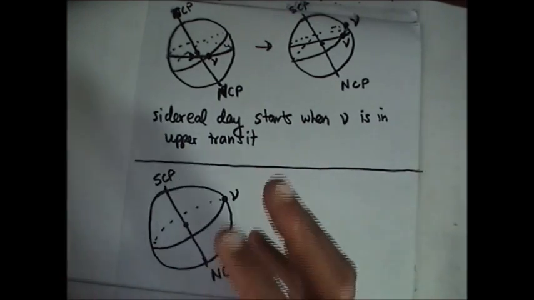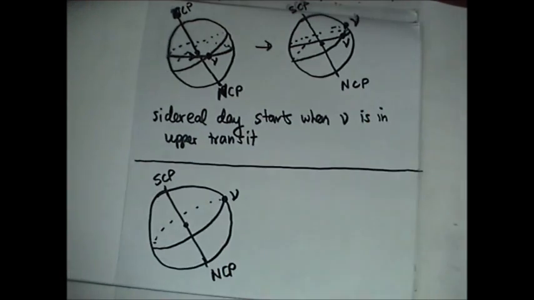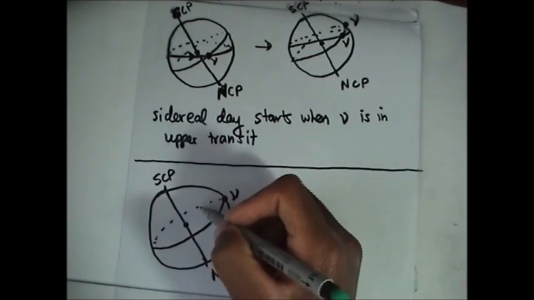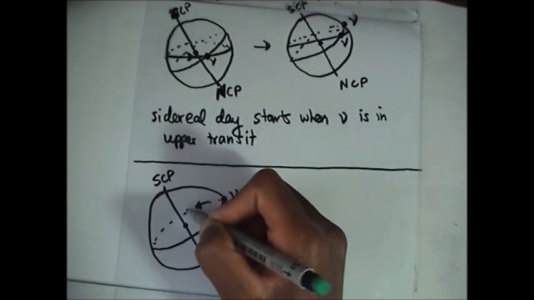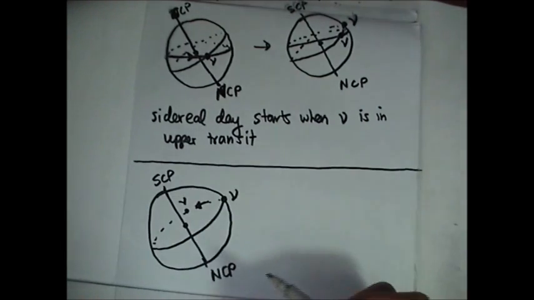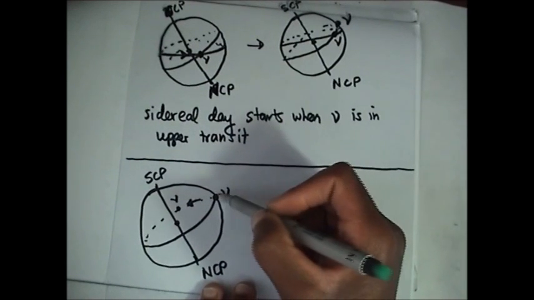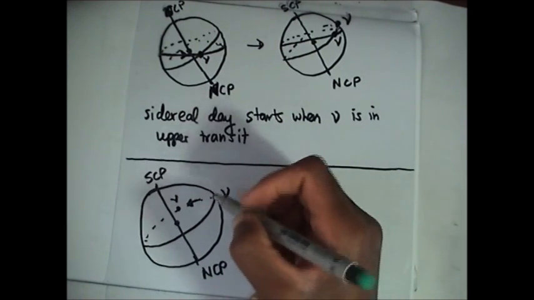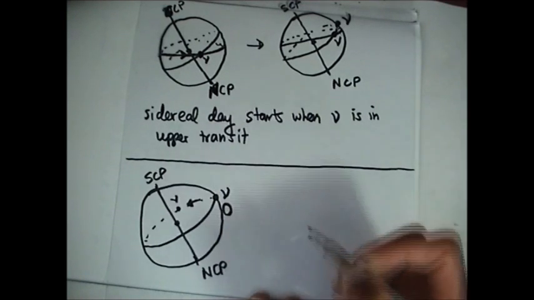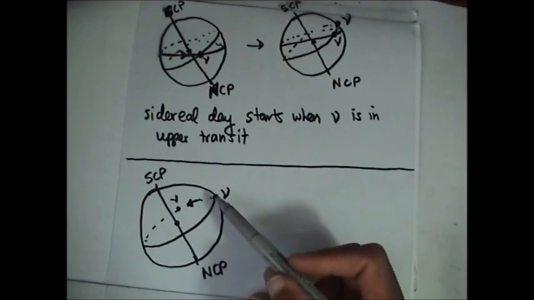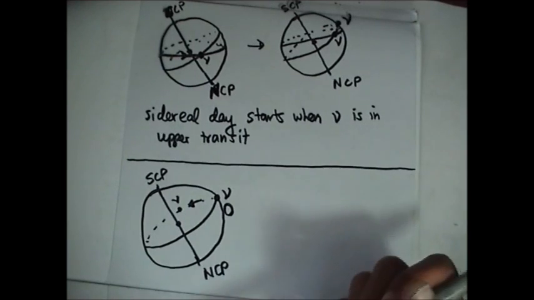But as the celestial sphere is rotating, V is going to move from upper transit. V is going to come now maybe to that point. So at 0 hours, V was in upper transit at this point, which I'm going to call O. Let me call it the origin, or point O.